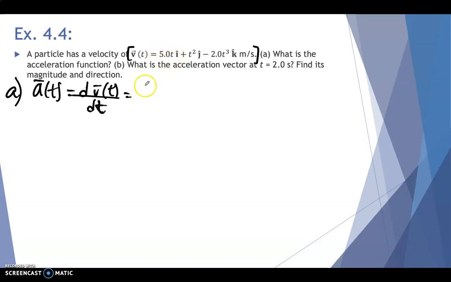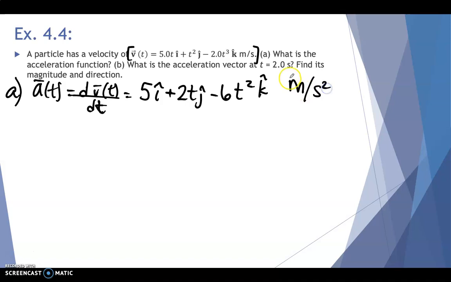So 5t derivative with respect to t is going to be 5 i hat, plus 2t j hat, minus 6t squared k hat. And this is now in the units of meters per second squared. Okay, so this is our new acceleration function that we just found. Now we want to find the acceleration vector at a specific point, t equals 2 seconds. So we will finish this up in the next video.